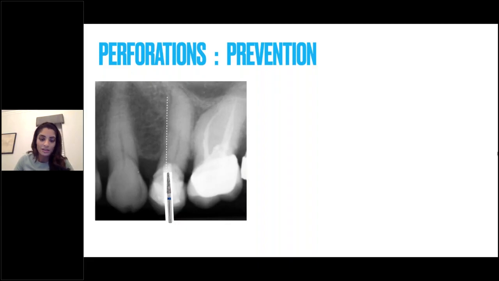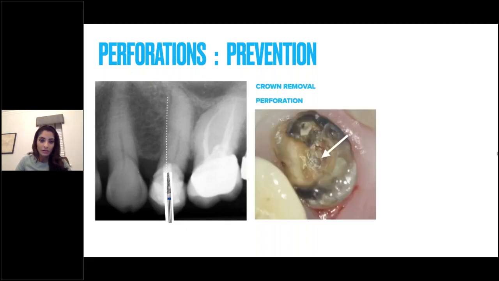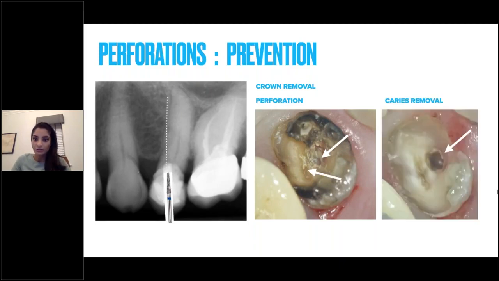So it's really important to examine your preoperative radiograph. This is after the crown was removed, the temporary crown. You can see that there's some caries here. But straight away, I saw that there was a perforation on the mesial aspect of the tooth here. This is where the true canal lies. And this is after the caries was removed. And you can see again, the arrow is pointing to the perforation. And this area here is where the true canal lies.